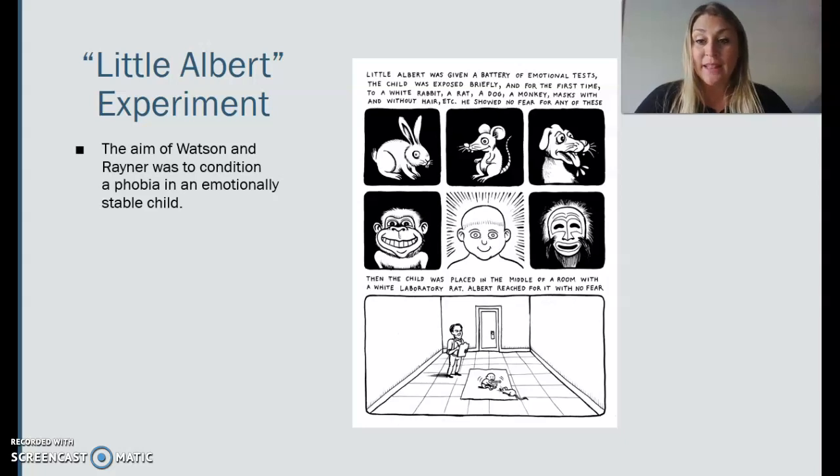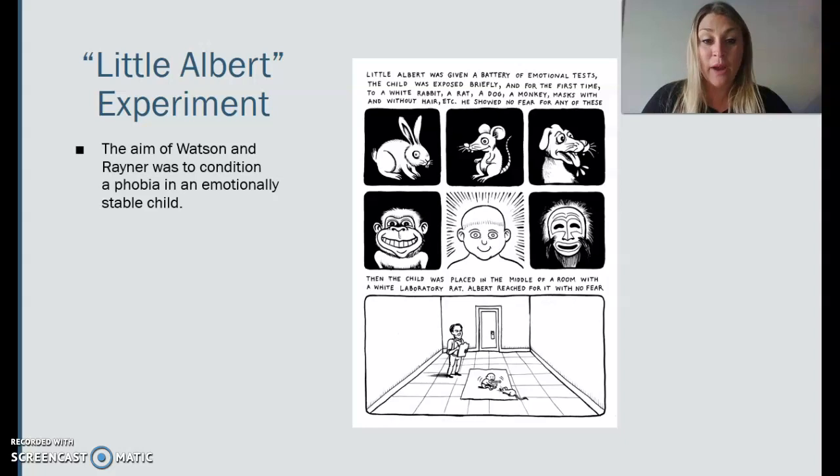So at this point, Watson and Rayner, as Albert would touch the animals and play with them, would strike a steel bar with a hammer and make an extremely loud noise every time the baby touched the rat. Albert responded to the noise by crying and showing extreme fear. After several pairings of the two stimuli, which is classical conditioning, Albert was presented with only the rat.